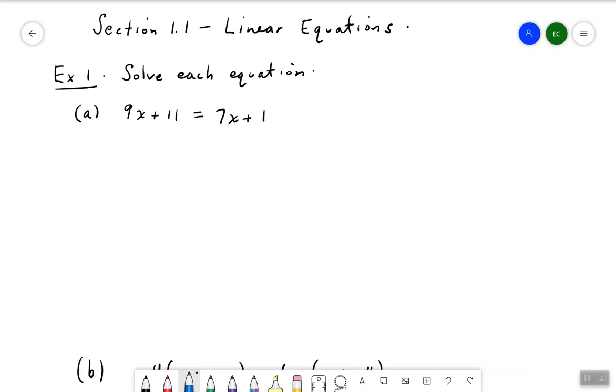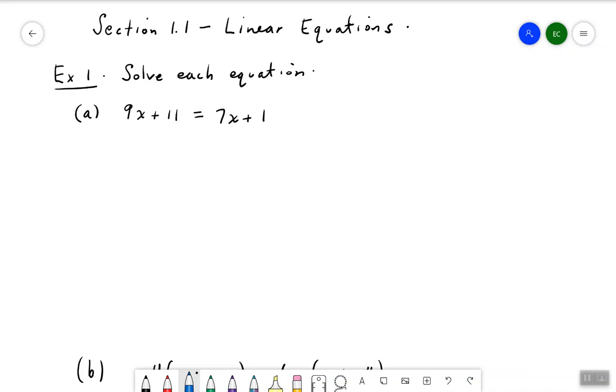Let's start section 1.1. We're going to solve linear equations. This is the first section in the course for college algebra. And I have a couple examples written out, and we should get right into them.